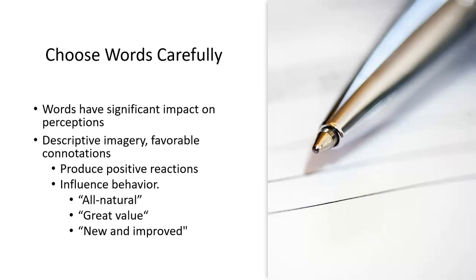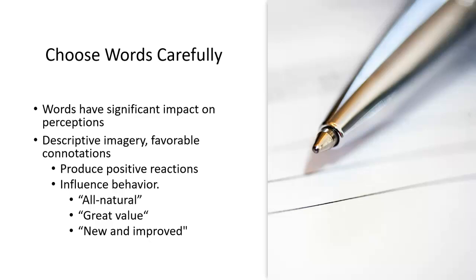Like, imagine sitting on this warm beach with the sand between your toes and the sound of the waves crashing in on the beach. You want to use favorable connotations. So things just like grandma's cooking, something that makes people think back to good times and makes them reminisce. That's going to help here. This is going to produce positive reactions, and it can influence behavior.